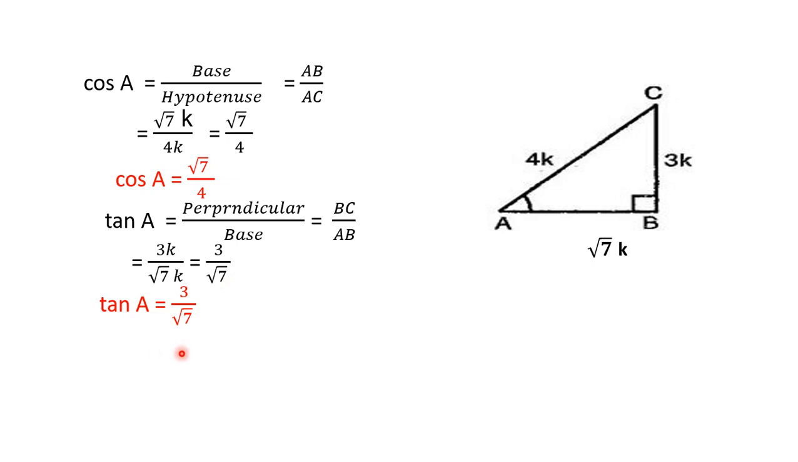So here we got the value on the basis of one trigonometric ratio, sin A. So by sin A, we got the value of cos A as well as tan A using the trigonometric ratios of the sides and angles.